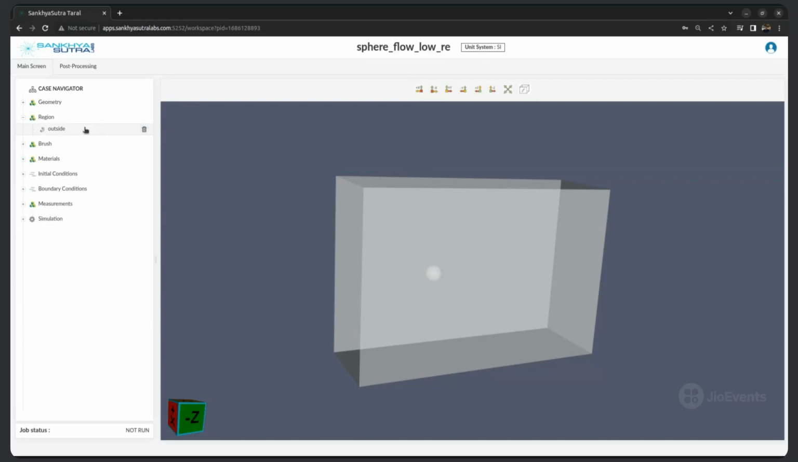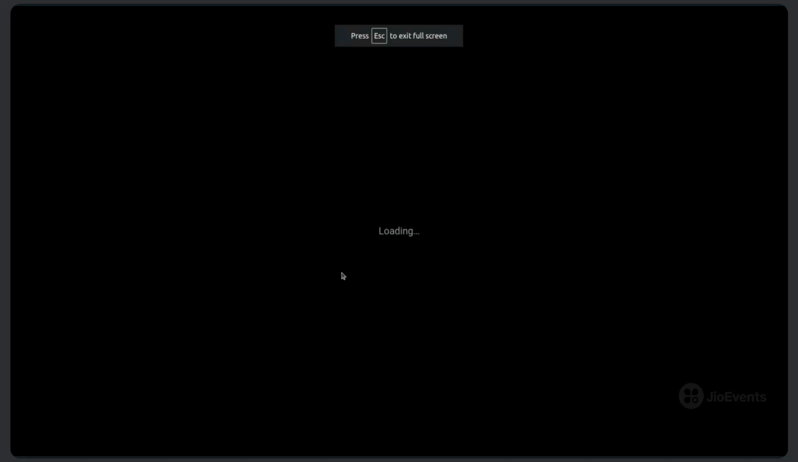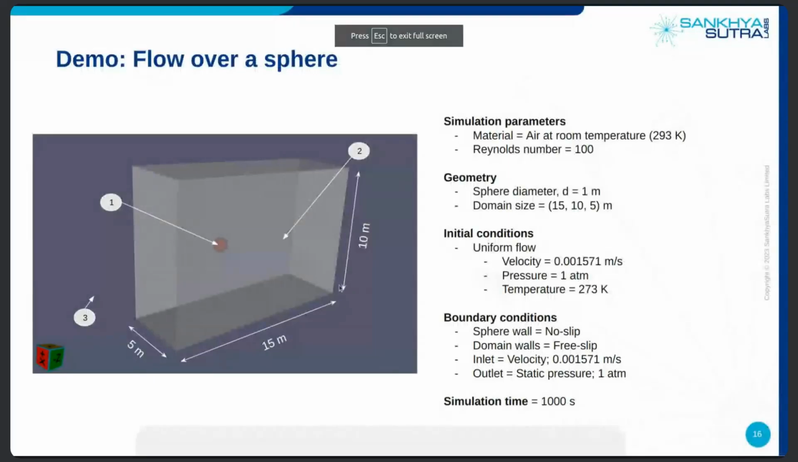And the next thing you have to do is set up something called region. So if you go back to the model that I showed you here, we have three regions in this system. So one region is whatever volume is enclosed within the surface of the sphere. The second region is whatever volume is enclosed between the surface of the sphere and the domain walls. And the third is outside the domain walls.